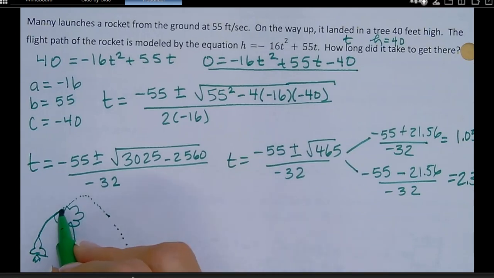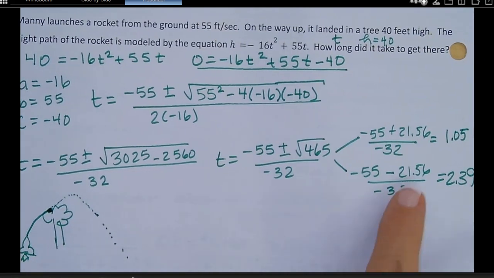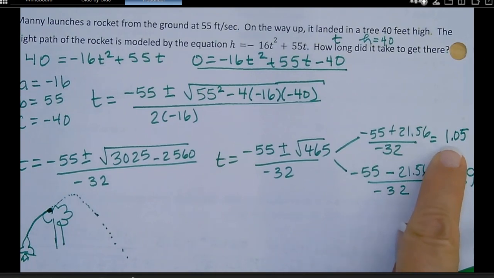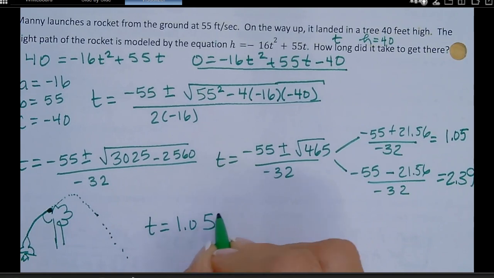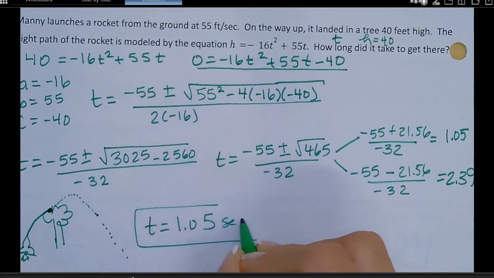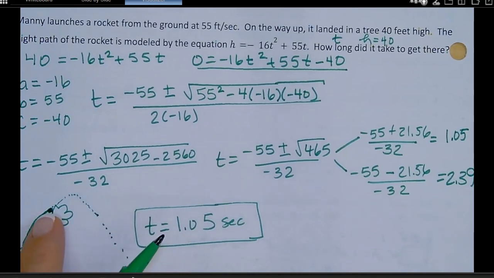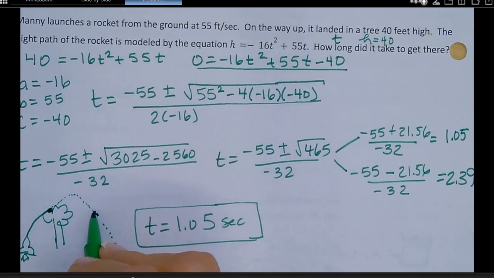But we know it landed in the tree at 40 feet on the way up. So I'm going to think in terms of time, I want the first time it hit that 40 feet. So the first time it hit the 40 feet was when time equals 1.05 seconds. So I'm going to say only that first time made sense, 1.05 seconds. Okay, if it hadn't gotten stuck in the tree, if it had gotten to continue up and then come back down again, it also would have hit 40 feet at 2.39 seconds, but we only want the first one.